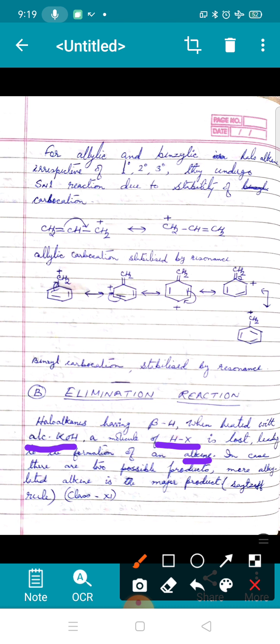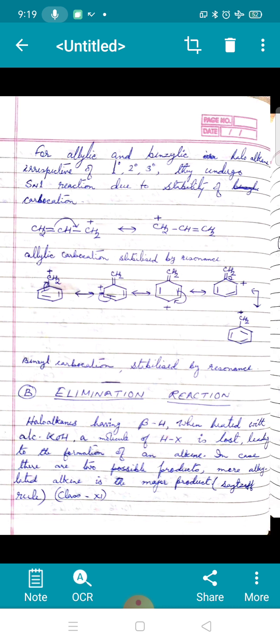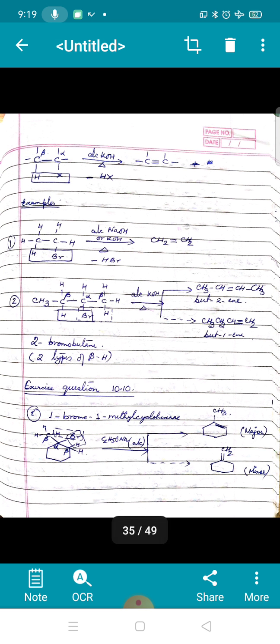Now in case you have two or more possible beta hydrogens, then the major product will be governed by Saytzeff rule. Now what is Saytzeff rule? You can check class 11. Saytzeff rule says the major alkene will be the product where we have more alkyl groups. We'll talk about this in the following example.